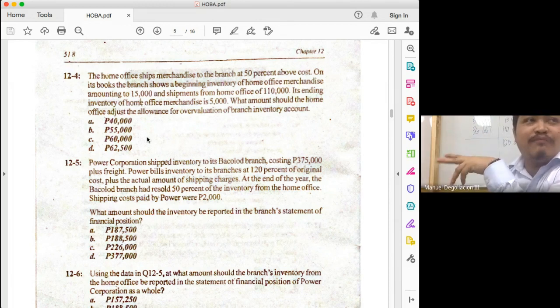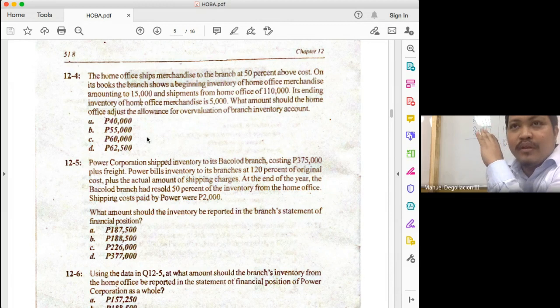Okay? And another common question for this kind of problems would be, how much is the unadjusted balance of the allowance account? How much is the before adjustment balance of the allowance account? And I want you to remember, if the question asks for the before adjustment or before closing balance of the allowance, what does that represent? That simply represents the markup on your goods available for sale. Please remember, if the question asks for the unadjusted balance or the balance before adjustments or before closing entries of the allowance account, that is simply the same as being asked for the markup on your total goods available for sale.